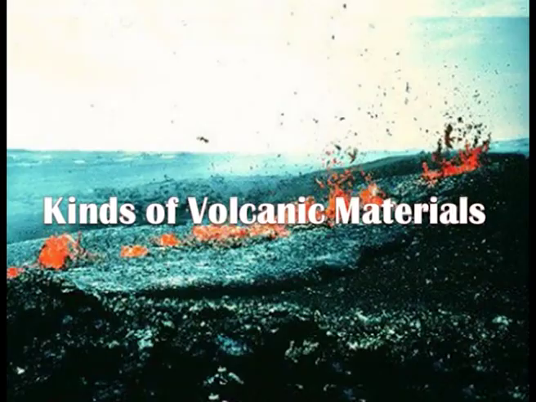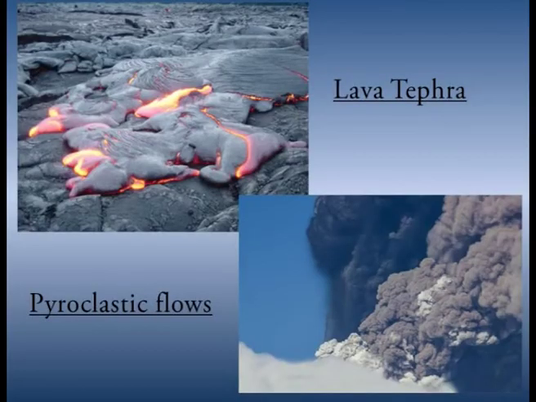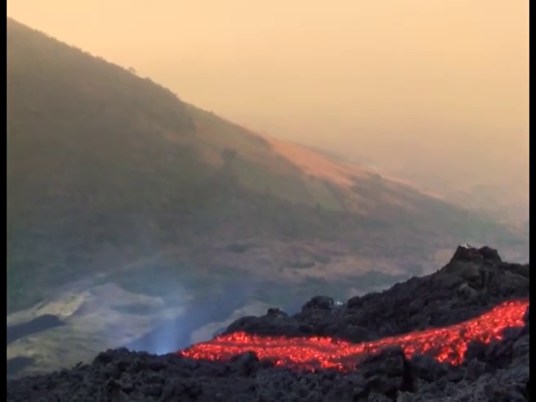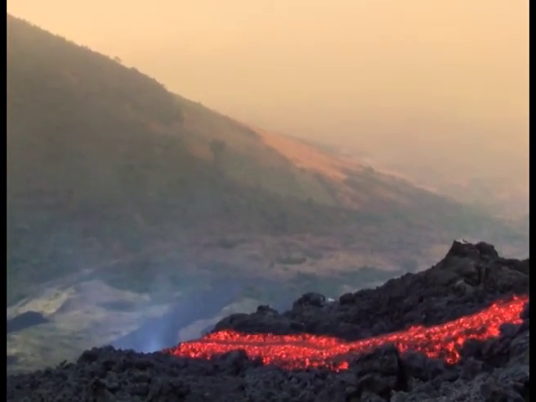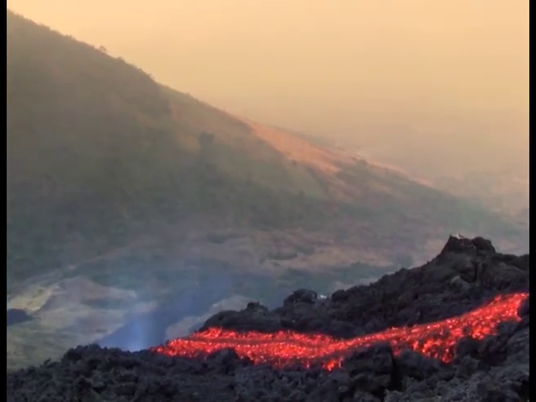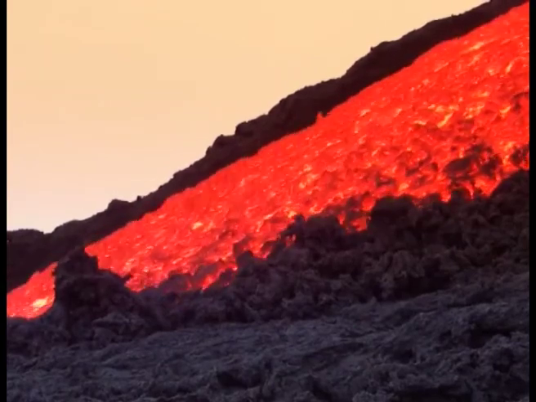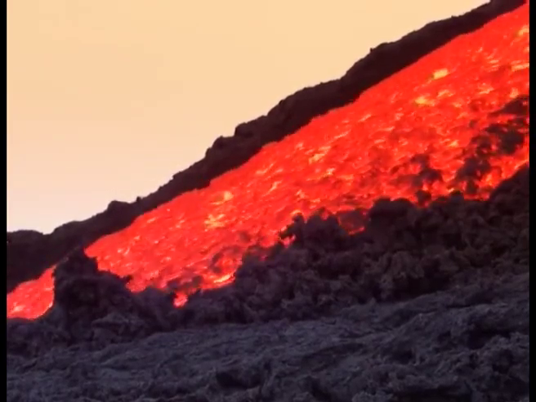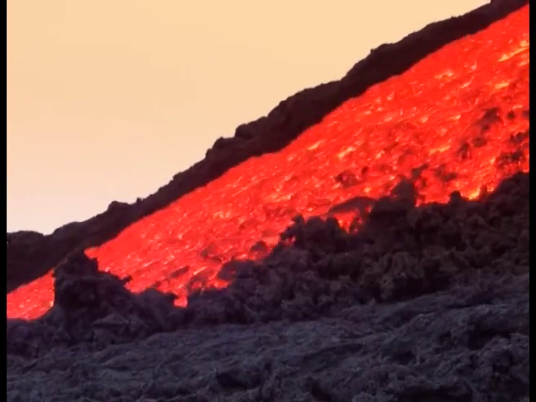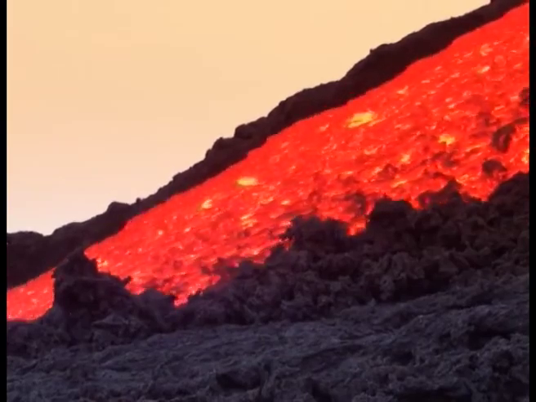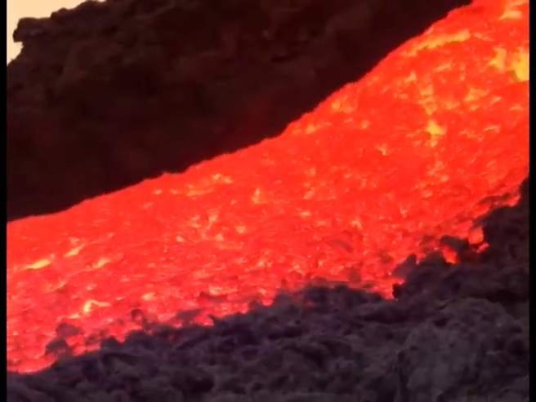Kinds of volcanic materials. Volcanoes can produce lava, tephra, and pyroclastic flows. Lava is simple magma that is found flowing freely on the surface of the earth. Basaltic lavas have very low viscosity and usually flow freely and smoothly like a river. They travel at speeds of up to 30 miles per hour and stretch for many miles. They then solidify into a flow that resembles the top part of brownies.